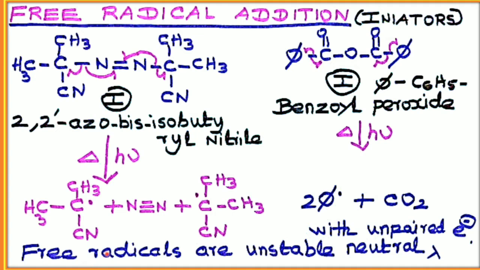The free radicals are generated either by thermal decomposition or photochemical decomposition. For example, in this case, these two free radicals are produced. In benzoyl peroxide, phenyl free radicals are produced. Please remember, these free radicals are unstable, neutral species with unshared or unpaired electrons. Therefore, they are paramagnetic in nature.